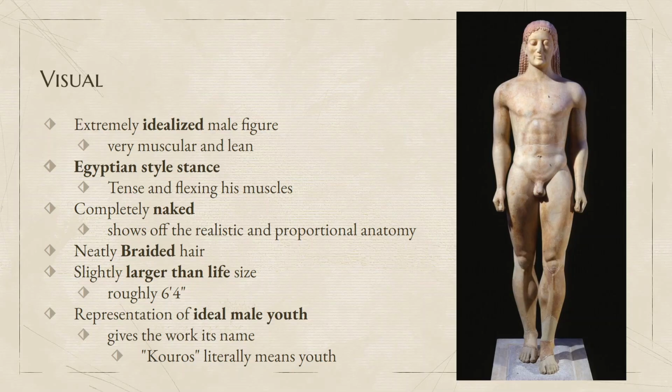He is larger than life, about 6'4", and we have this representation of ideal male youth. That means Kouros. Kouros literally means youth. So that's why it's called a Kouros statue, ideal male youth. You will have to know that a Kouros statue is an ideal male youth.